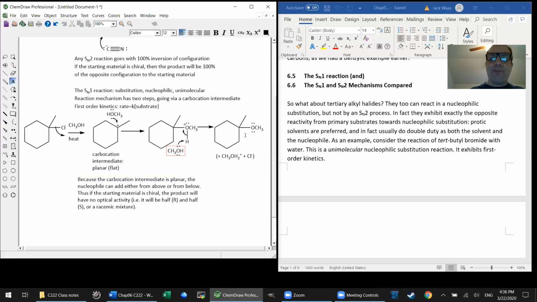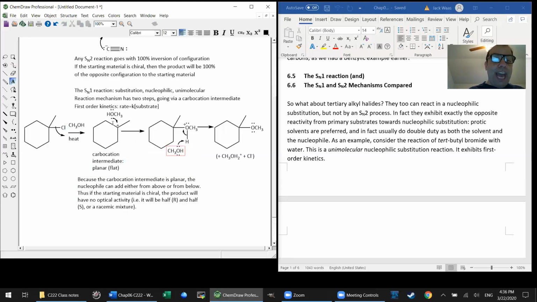Theory would certainly predict that you'd get a 50-50 mixture. So if you started with one, this again is not a chiral compound. I think we showed in class an example of a tertiary substrate that was chiral. And then even if you start with 100% pure R, our product will be 50% R and 50% S. So you'll get both. Again, that's because the nucleophile can come from either side of that planar carbocation.